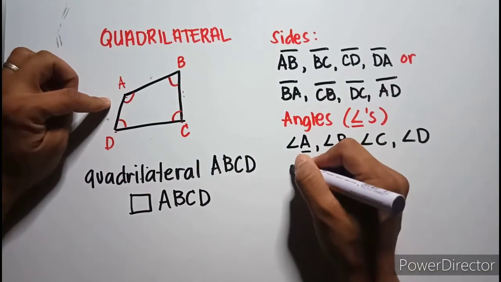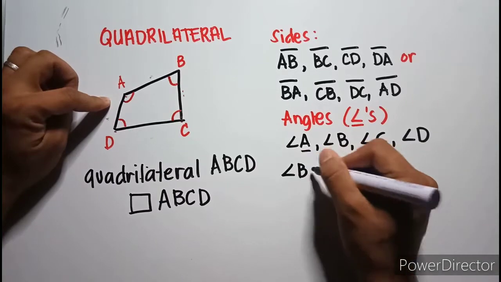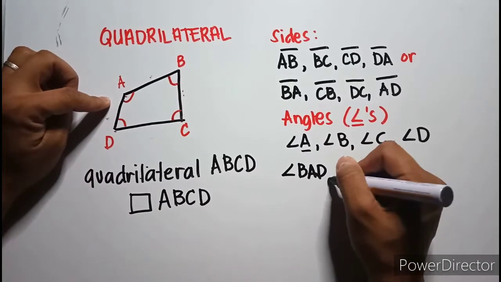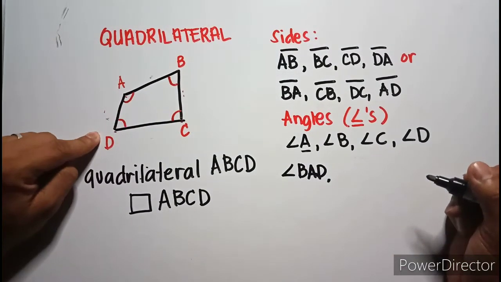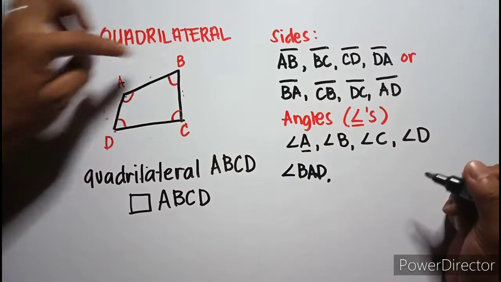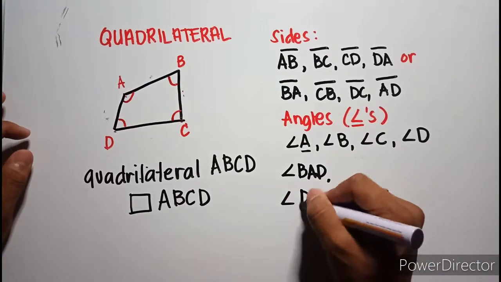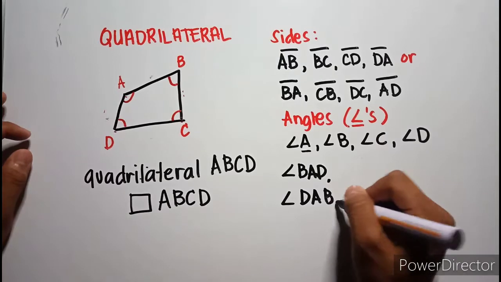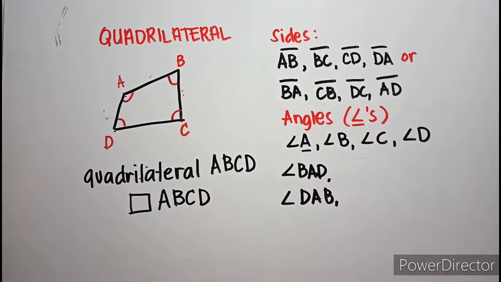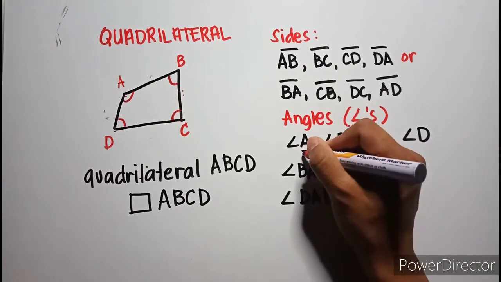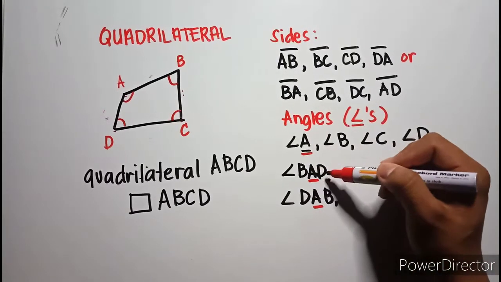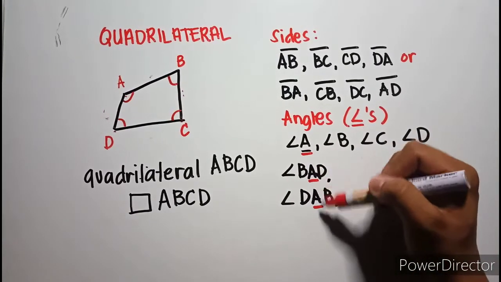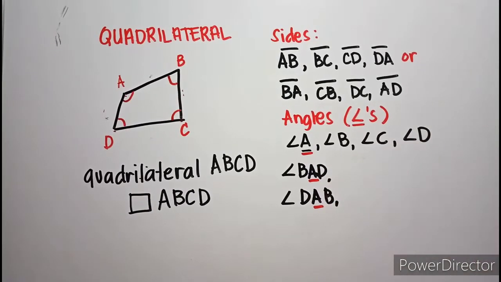So, pwede siyang pangalanan natin na angle BAD. Or pwede rin naman nating baligtarin na DAB. So, angle DAB. Itong tatlong to, pare-pareho lang yan, kasi ang pinatutuunan lang natin ay si angle A. So, kapag gagamit kayo ng 3-letter name, dapat yung angle na tinutukoy nyo, yun ang letter na nasa gitna.